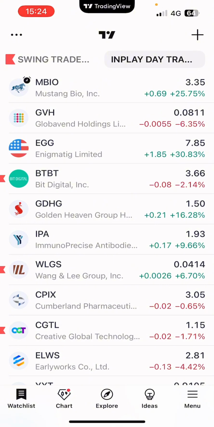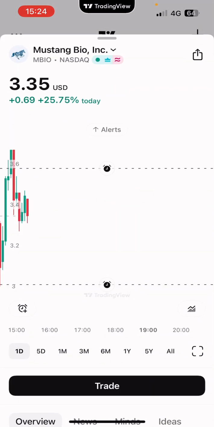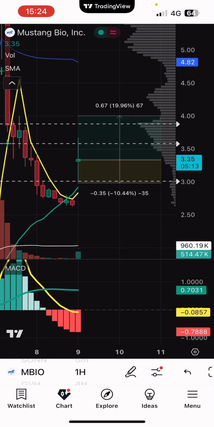We also added EGG and GVH. Now, EGG is doing a lot better than MBIO, but the thing is, once you make a decision, you stick with your decision. You don't fluctuate between the two stocks, because what you'll end up doing is trading on MBIO and trading on EGG, and you might miss the move on one of them, and you'll end up losing money. So once you've picked your trade, stick to that trade for the day. So unfortunately, we missed out on EGG, but we're in on MBIO.